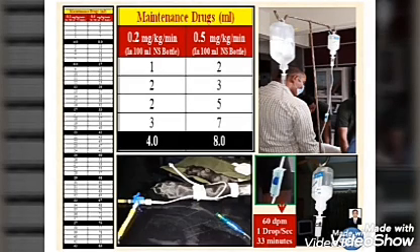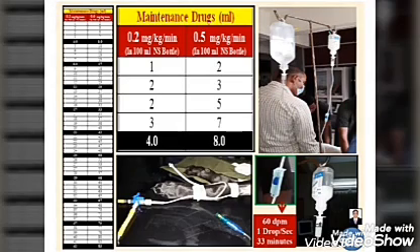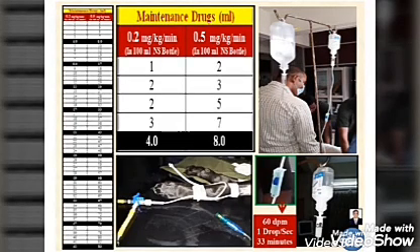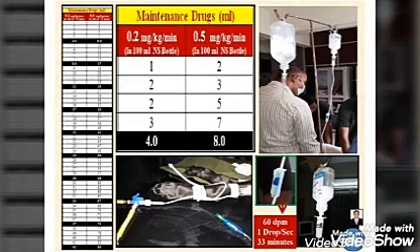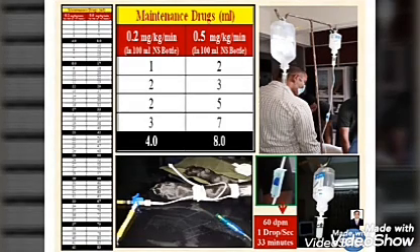And the next step is to set the IV set at 60 dpm rate of infusion. So what is the meaning of 60 dpm? It means 1 drop per 1 second. So fix it, and after fixing it, apply the medical adhesive tape.